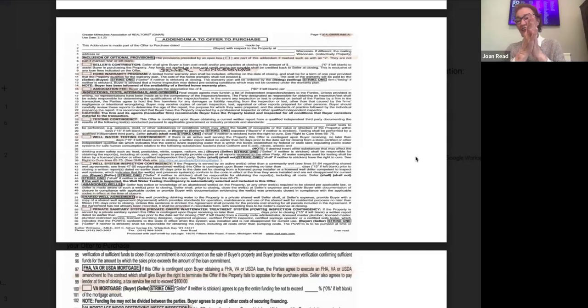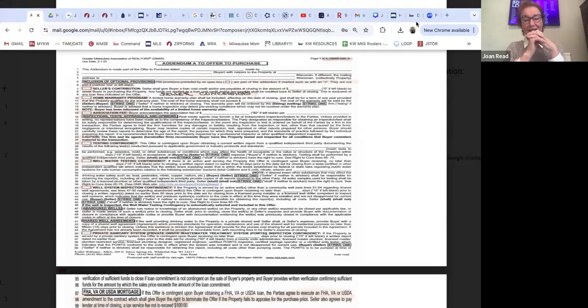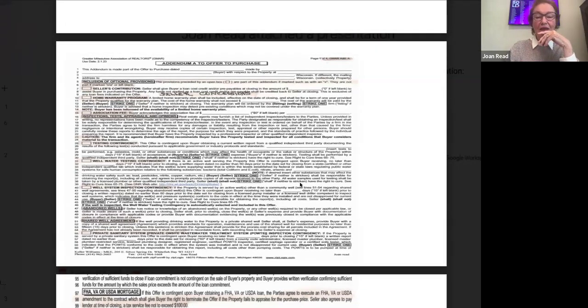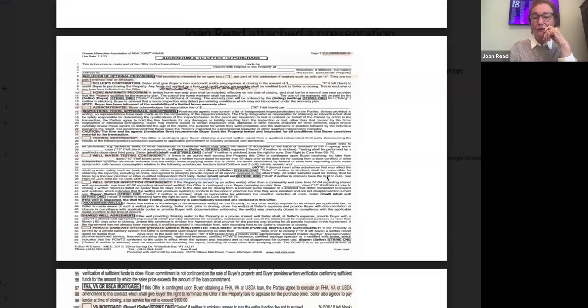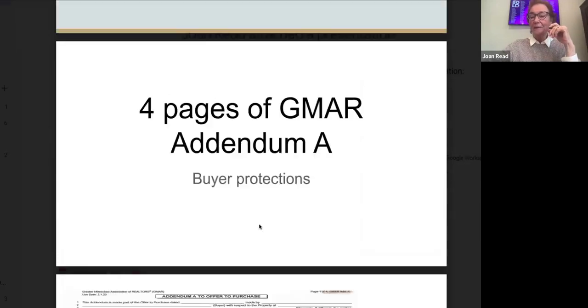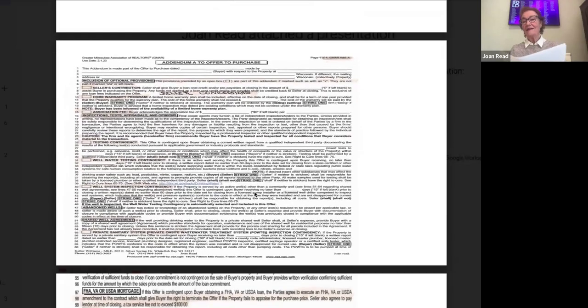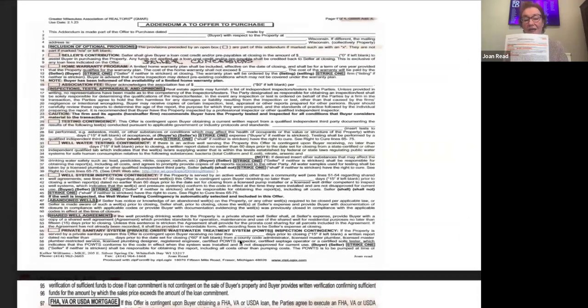Now, the next part, I'm going to talk about the addendum A. And this might be hard because in the slideshow, it's set up to scroll. And I'm not sure here, but if you have an addendum A, most likely it should be part of your offer. A lot of agents I know say, oh, I don't use an addendum A for condos. There really isn't that much for condos in there.